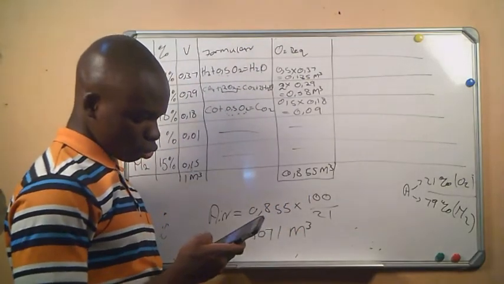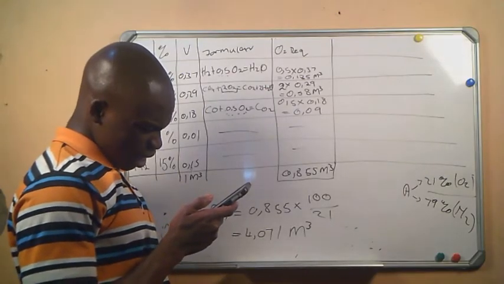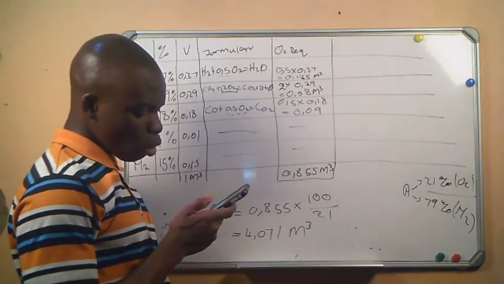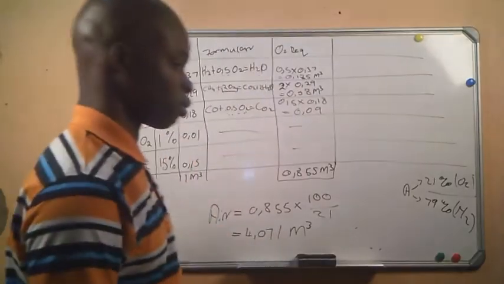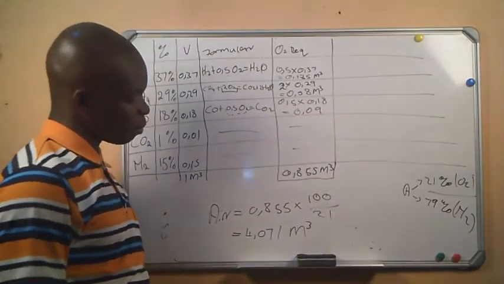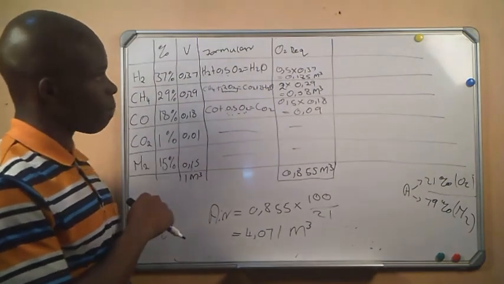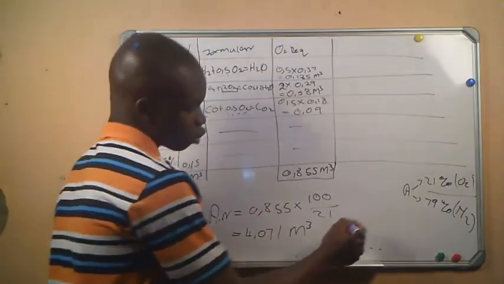So then let's look at our next question. They said we must calculate the total percentage analysis by volume of all the products of combustion. So for the percentage analysis by volume of the products, the first product that we know of is going to be nitrogen.